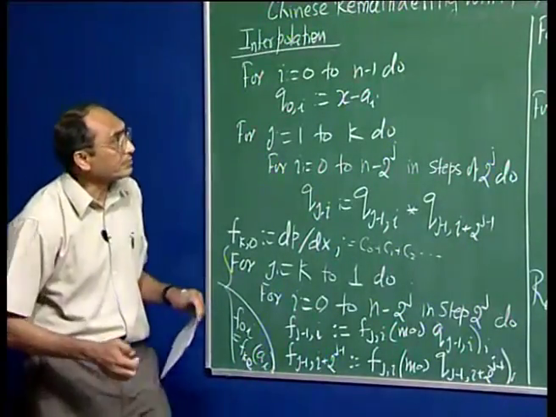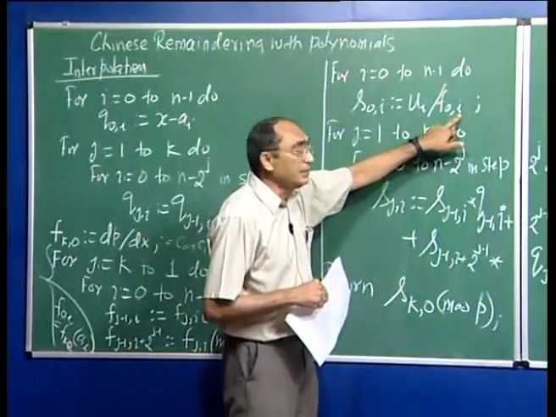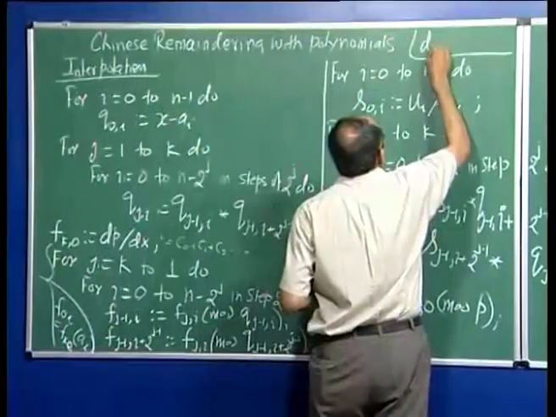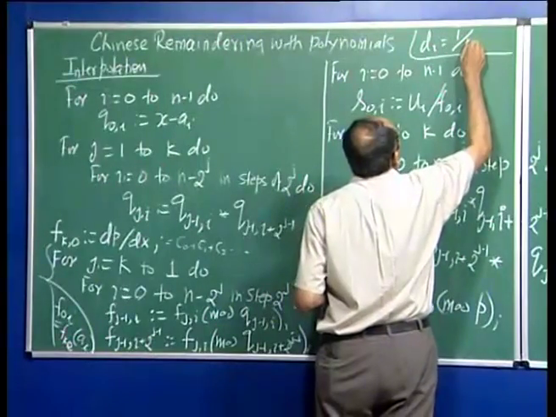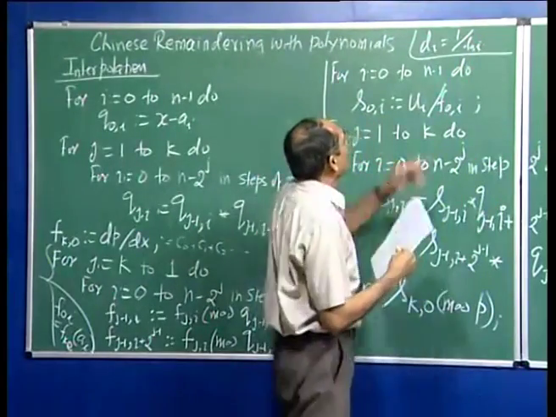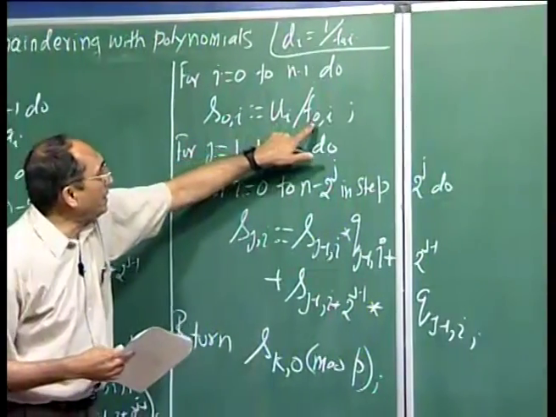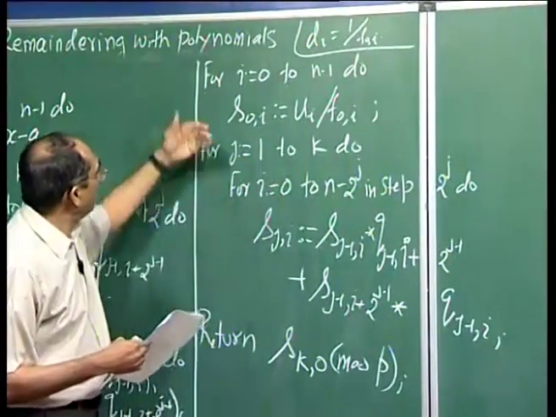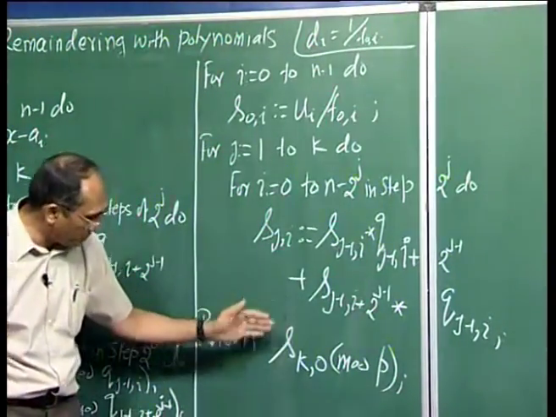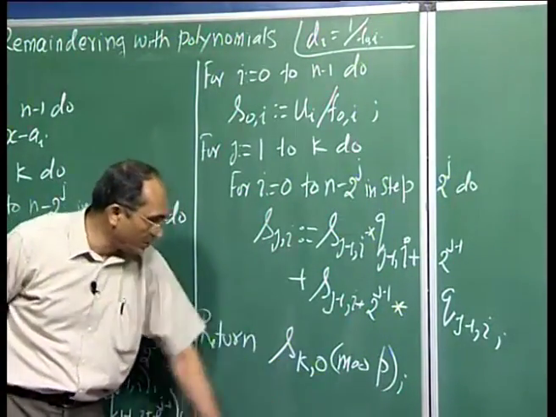Now, I have F0i, which recall is nothing but 1 over di. Di is nothing but 1 over F0i. This is a constant and this is a constant, hence this is nothing but ui di. Once we have ui di, this is the same old step, and it leads at the end to sk0, and we compute modulo p.